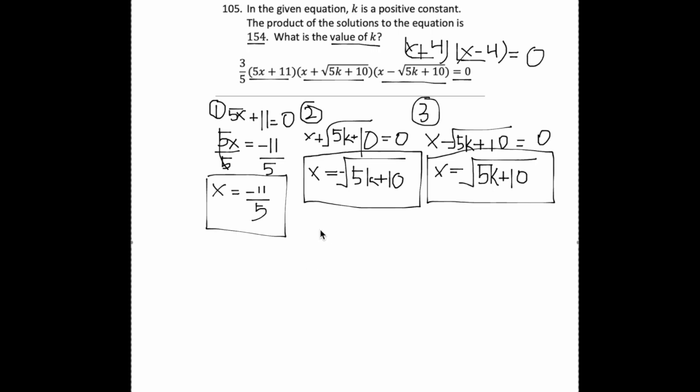Now for the second step, the product of the solutions is 154. Now these are our individual solutions of the equation. If the product equals 154, then these three solutions multiplied together must equal 154.